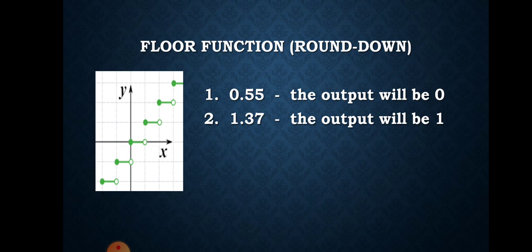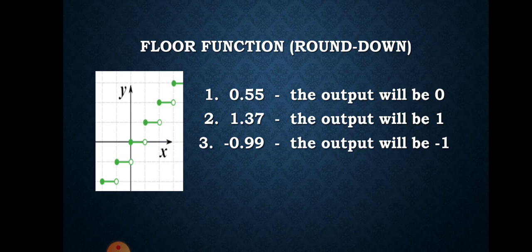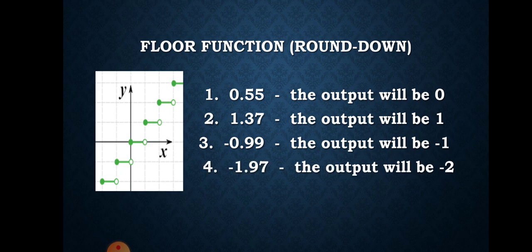1.37, so ibig sabihin, ang output natin ay 1 dahil po tayo ay nasa round down or floor function. Negative 0.99, the output will be negative 1. Bakit? Because 0 is higher than or greater than negative 1. So negative 0.99, the output will be negative 1. How about number 4? Negative 1.97. The output will be negative 2. Hindi po siya pwedeng negative 1 dahil floor function po tayo o round down. Negative 1 is greater than negative 2.